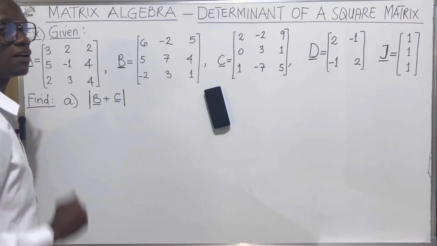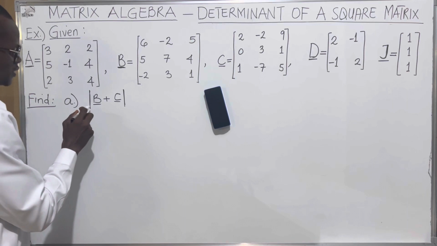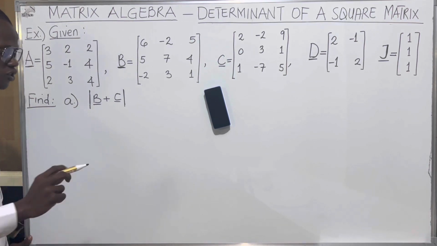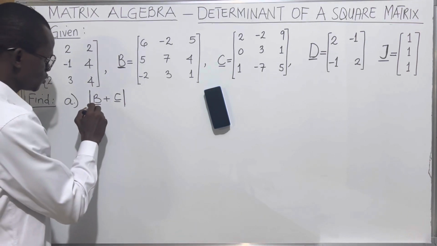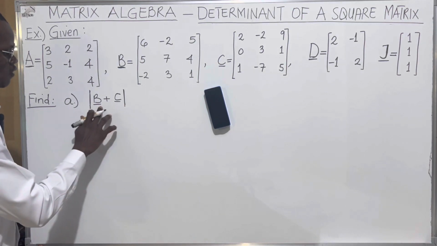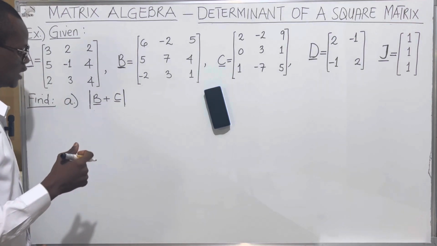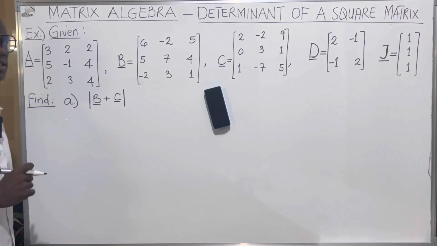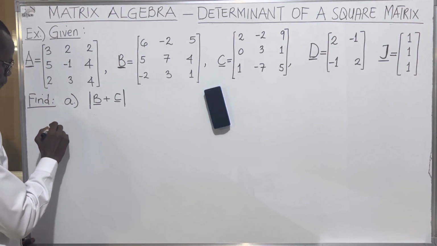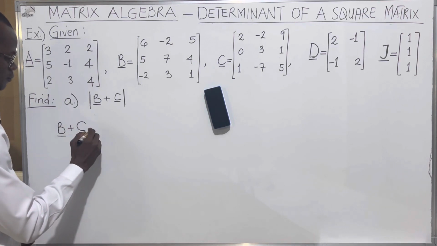That's why we have 5 different matrices on the board. The problem says, what is the determinant of matrix B plus matrix C? Before doing that, the first thing we need to do is work within the bracket. We first need to find the sum of these 2 matrices, thereby forming a single matrix. From that single matrix, we can then find the determinant. So we first find matrix B plus matrix C.